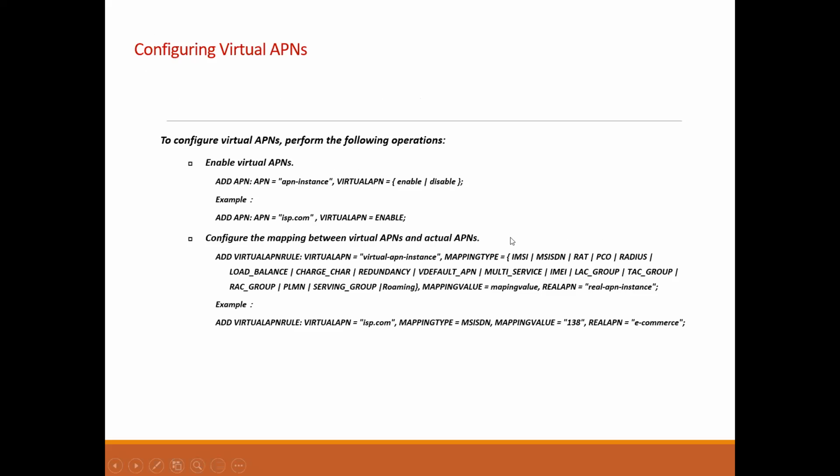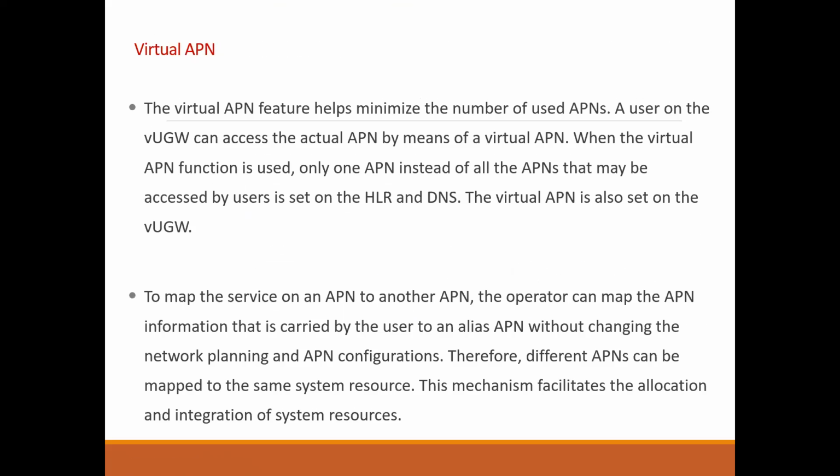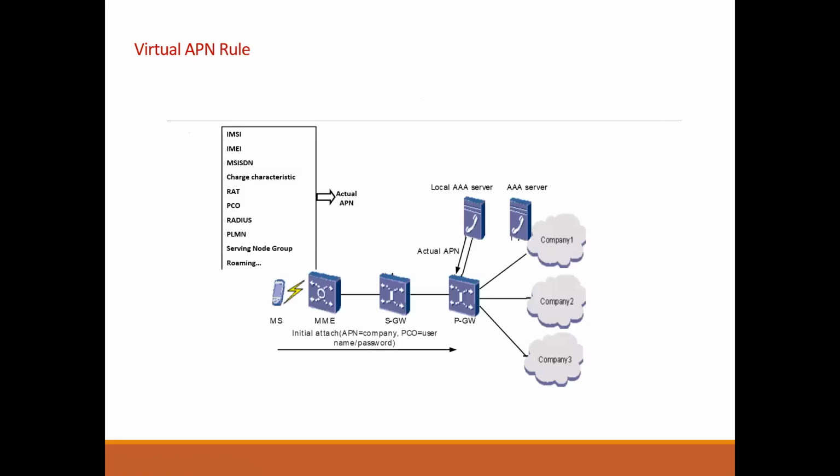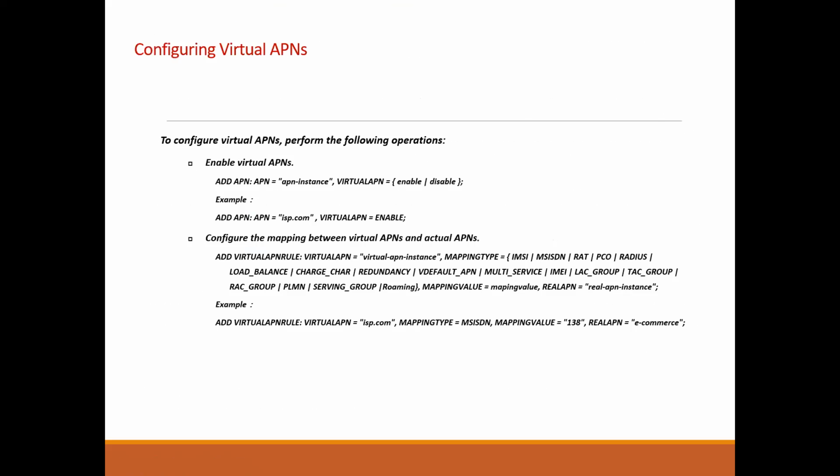Look, what virtual APN does is this. Virtual APN is one to many. You have one virtual APN, and maybe you decide that in order to optimize your service, you need to assign different APNs to the user based on different characteristics. Which characteristics we saw over here? These are different characteristics.